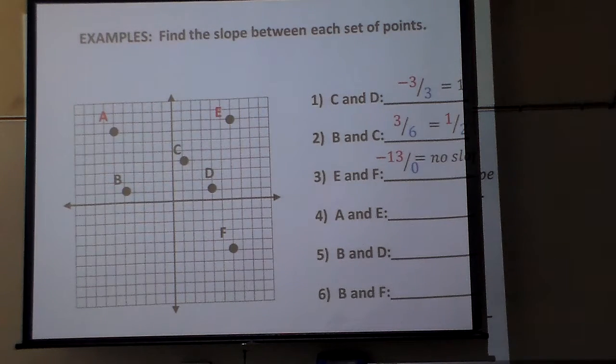So let's try A to E. Well, first off, it goes over 12 if you were to count them, and up 1. So that means my slope is just what? 1/12. And that one won't reduce, so I'm fine with 1/12.